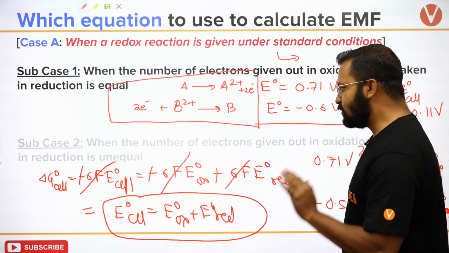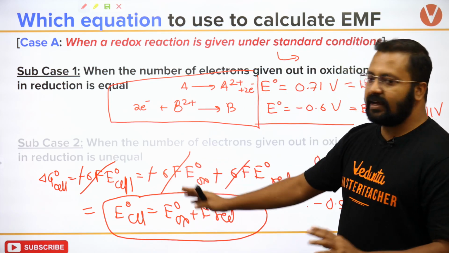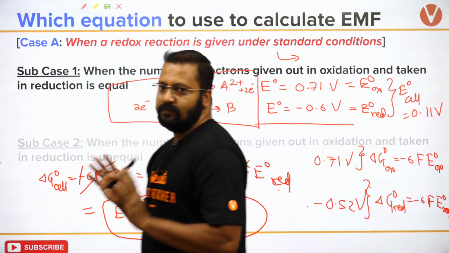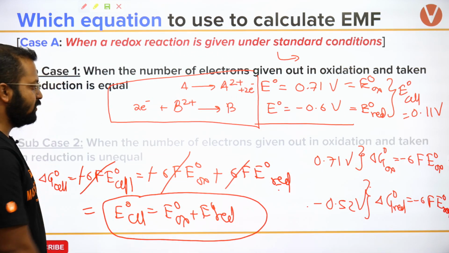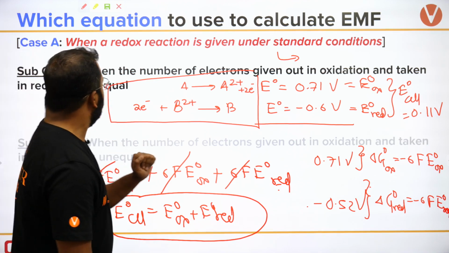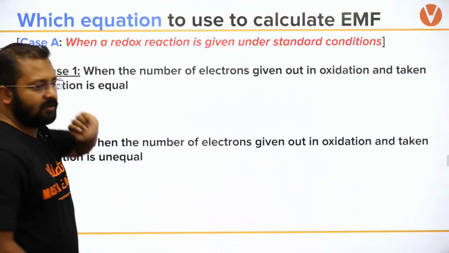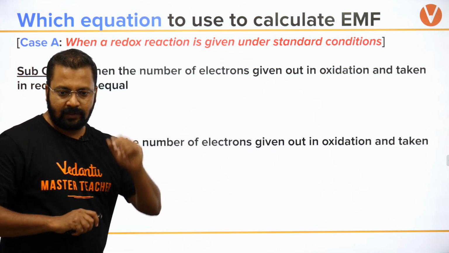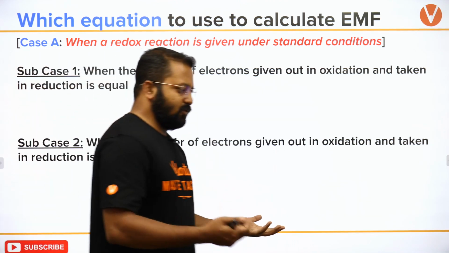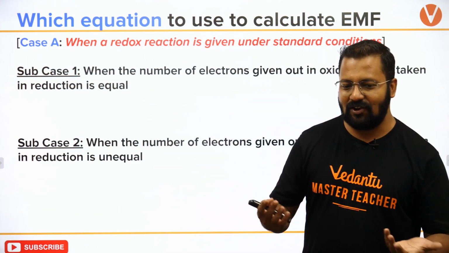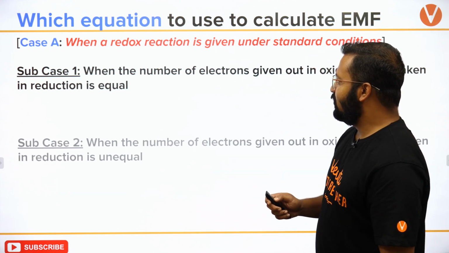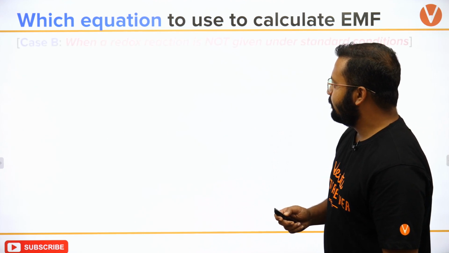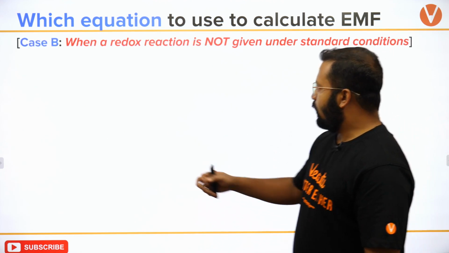Sub case 1, electrons whether are equal or if they are unequal, the formula remains the same. I hope you have understood, because using delta G also we have proved this. Clear? सभी को समझ में आया ये चीज? I hope सभी को समझ में आया ये. Okay? You can consider it's the only, we'll not call it general formula, we'll call it the only formula. Okay?